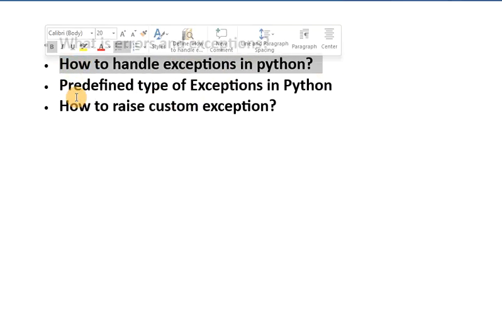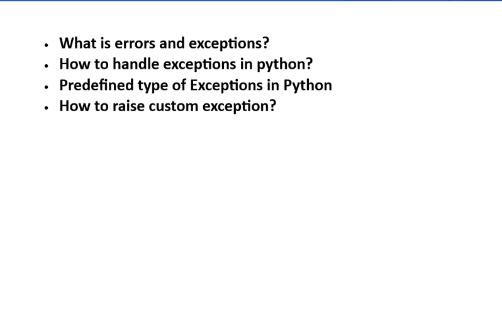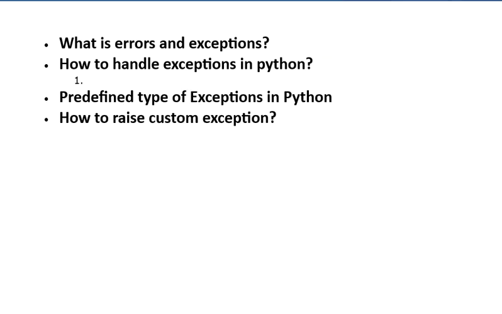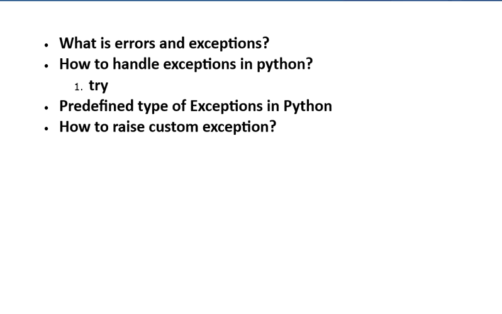We will see there are a few keywords available in Python. By using those keywords, we are going to handle the exception in Python. Here I am mentioning those keywords one by one. There is the try keyword, try and except, and we have to use else, and there is one finally block. So with the help of these four keywords, we are going to handle exceptions in Python.